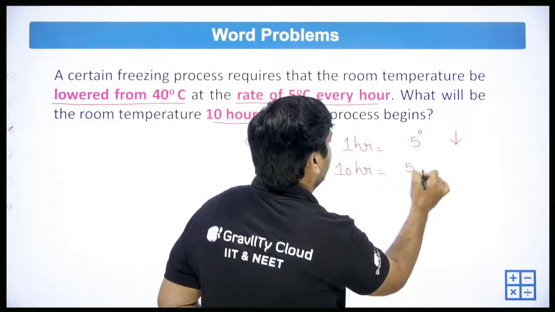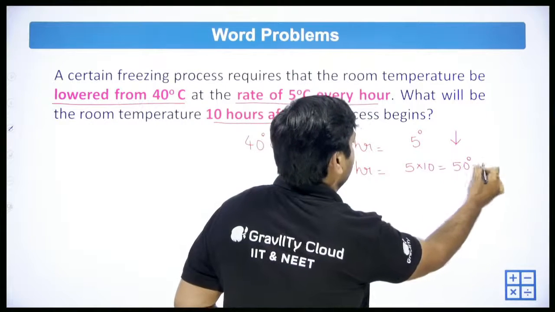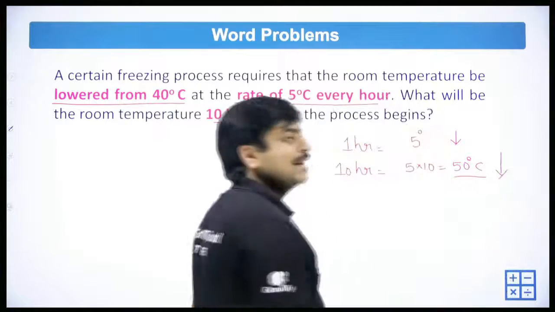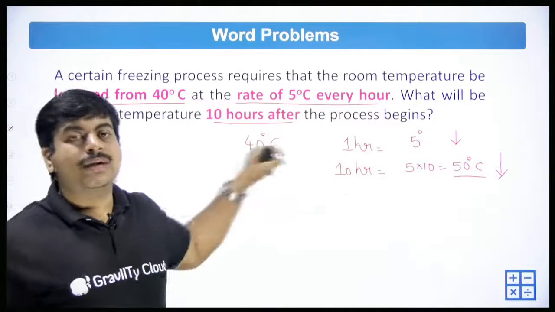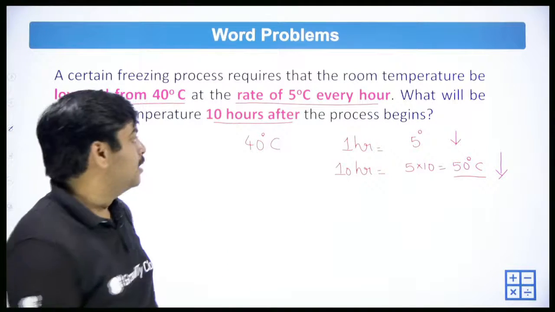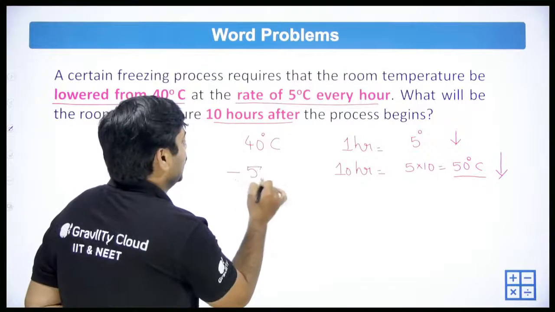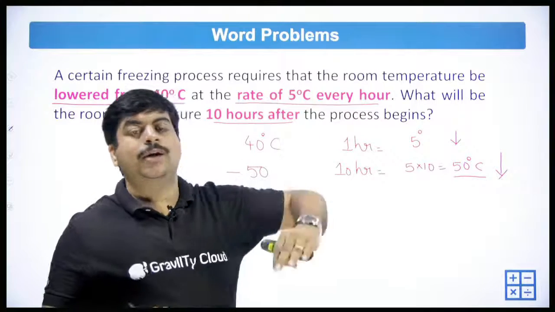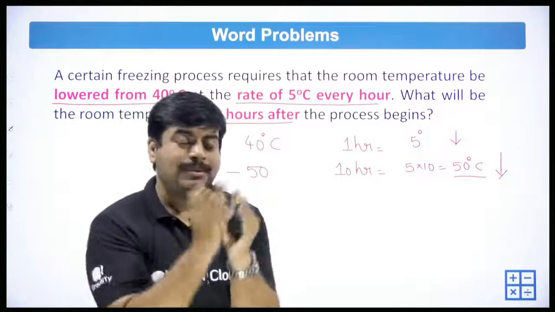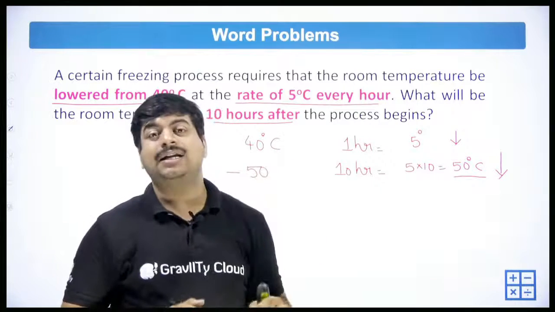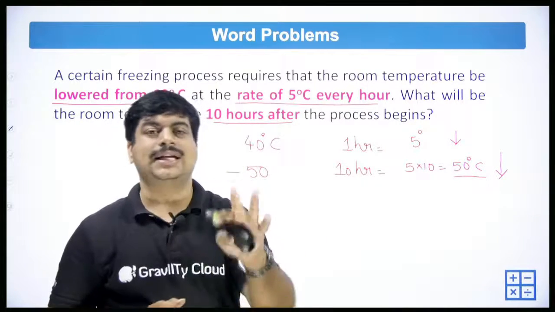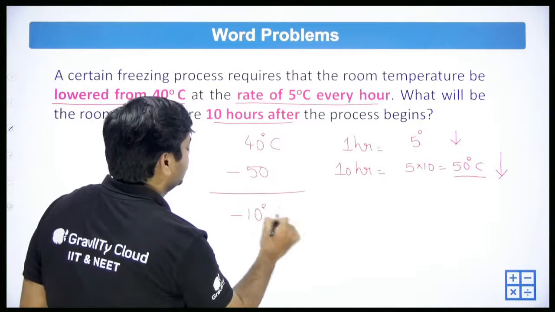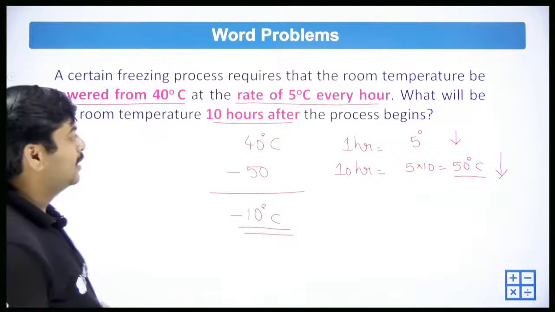it will reduce by 5 into 10, 50 degrees. It will reduce by 50 degrees, correct? From the initial point, it has reduced 50 degrees Celsius. What is the initial point? 40 degrees. So from 40, you are decreasing by 50. You should not go up, because you are not increasing, you are lowering. Lowered means you are decreasing. That is the reason I am saying word problems are very important to understand and very easy to solve once you understand the question. So 40 minus 50 will give you minus 10 degrees Celsius.